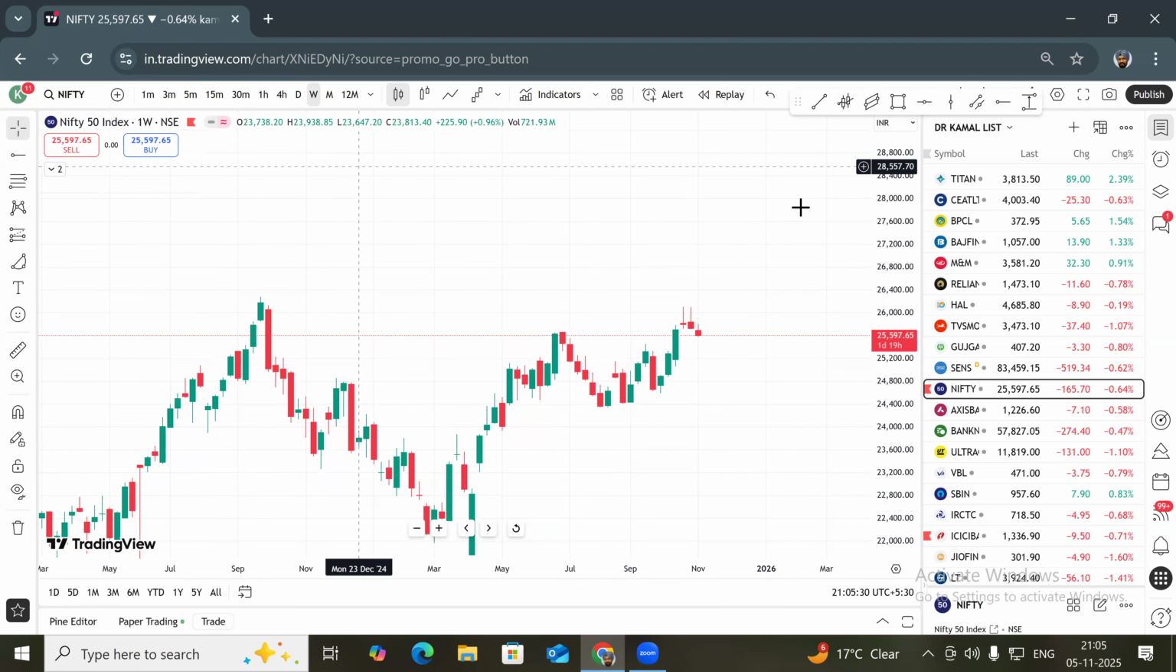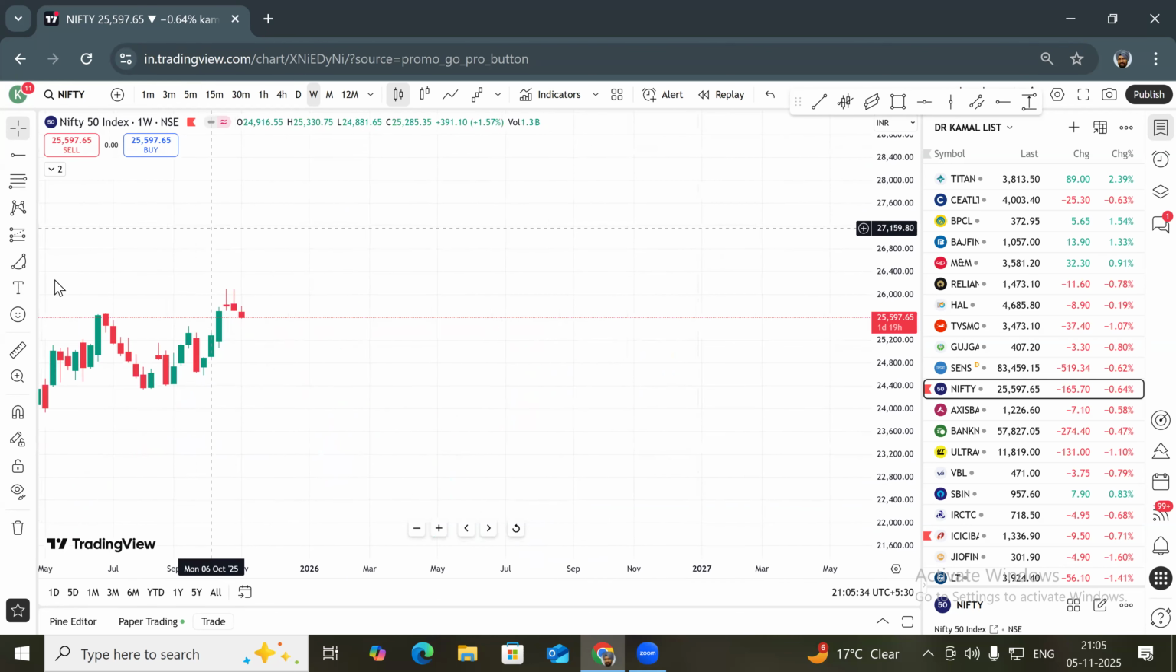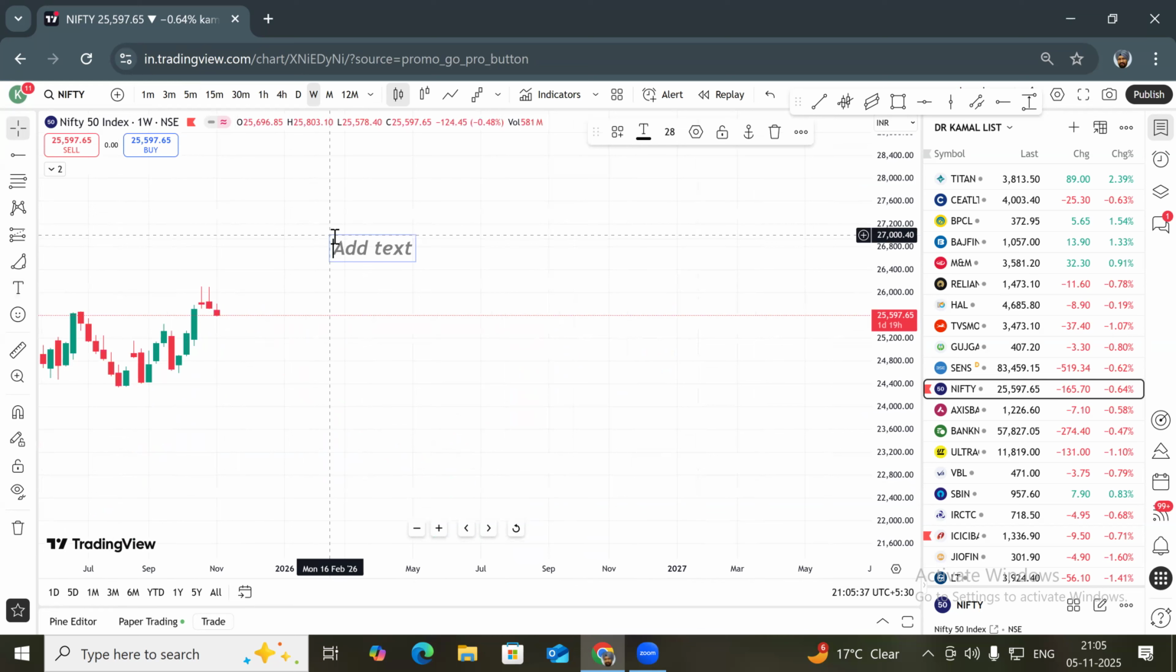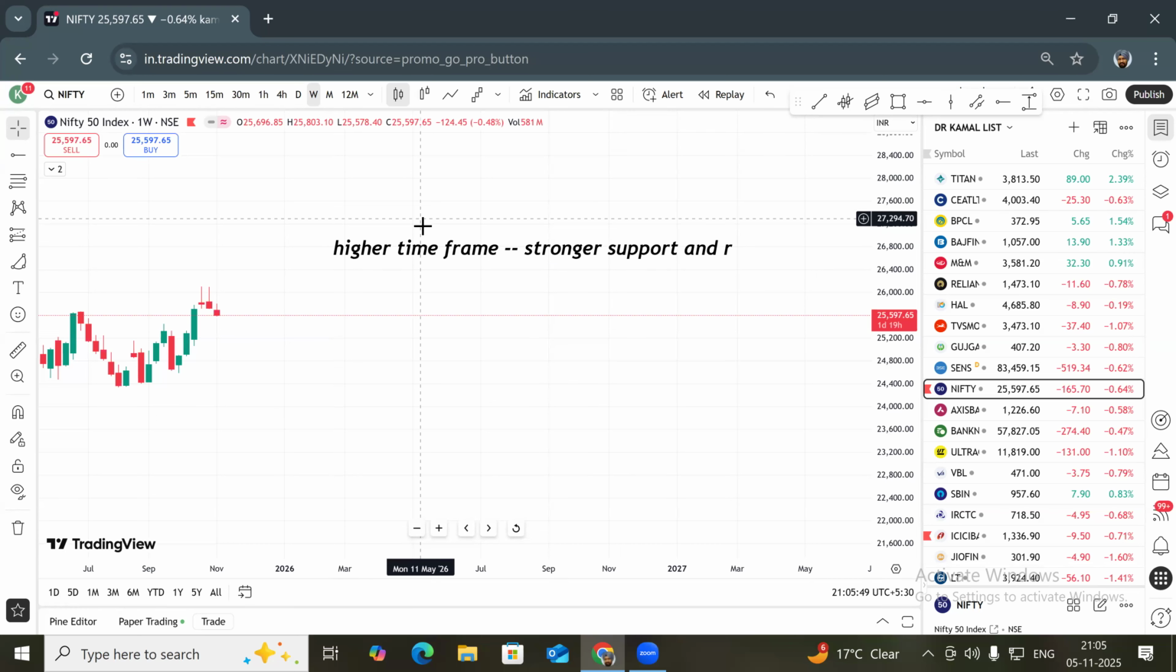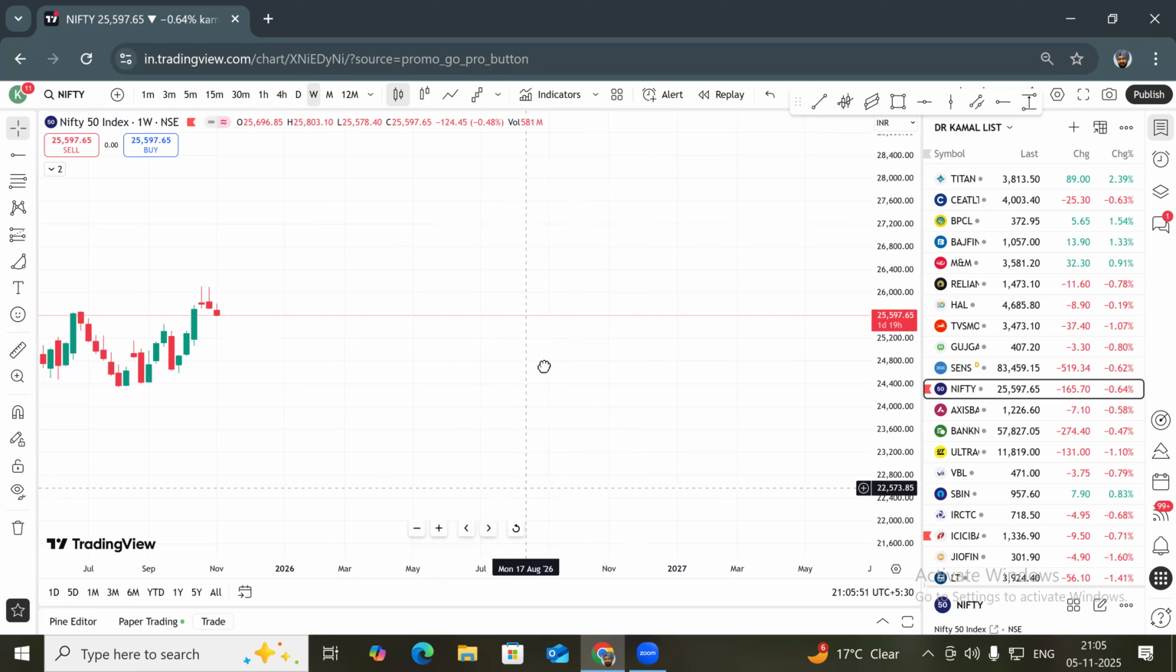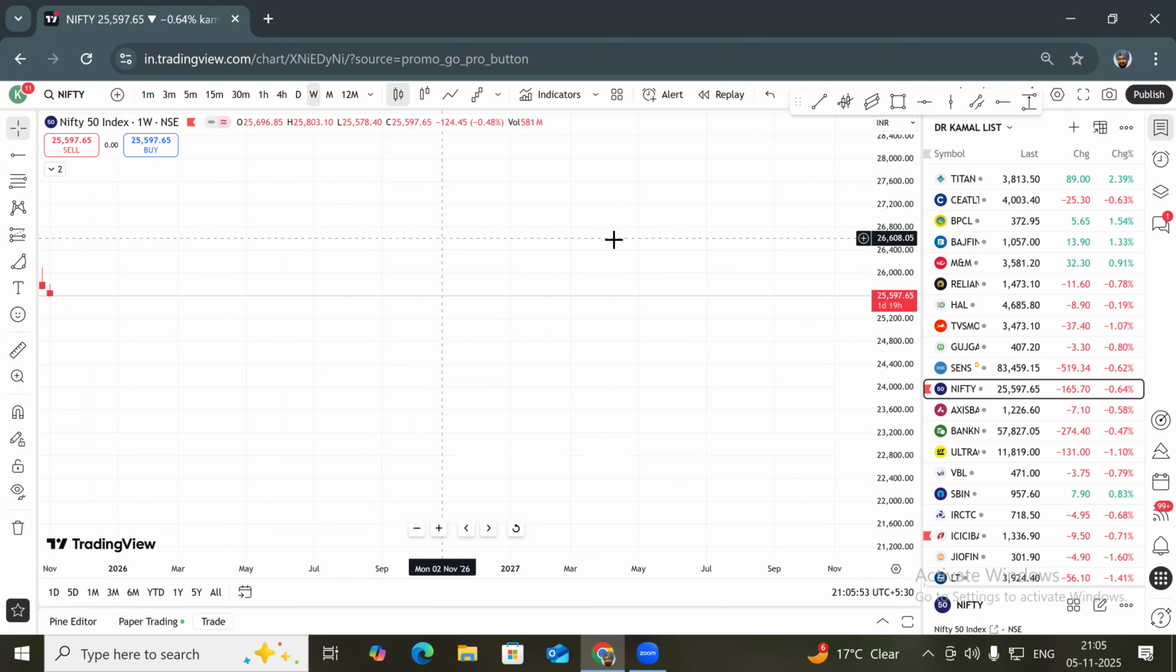Now let's see how you mark support and resistance. So there are some cardinal rules. The higher the time frame, the stronger the support and resistance. Okay, now let's not do this part. Let me take it off. Now, what is a support and what is a resistance?